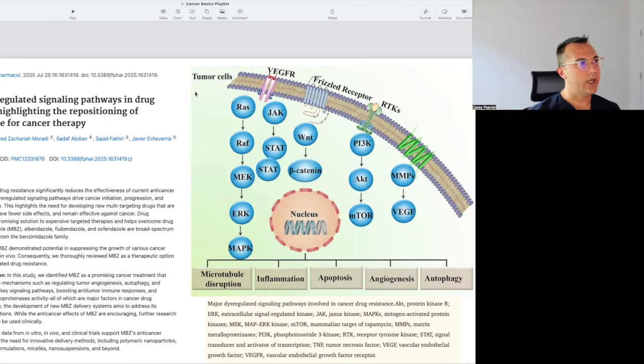And it had a nice graphic that was highlighting all of the major signaling pathways that are related specifically to drug resistance in oncology. And a lot of these signaling pathways we have covered in the past, specifically PI3K, AKT, mTOR, as well as HIF1, which is strangely missing from this graphic.